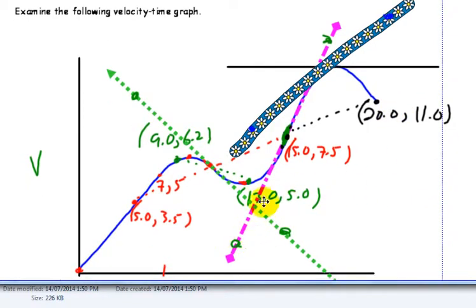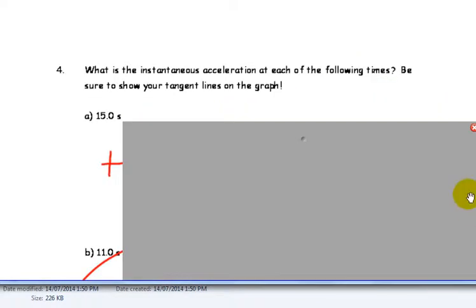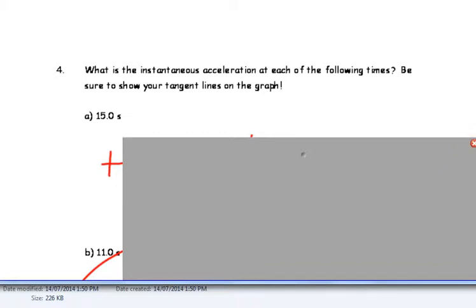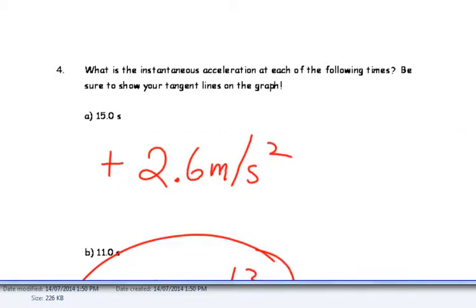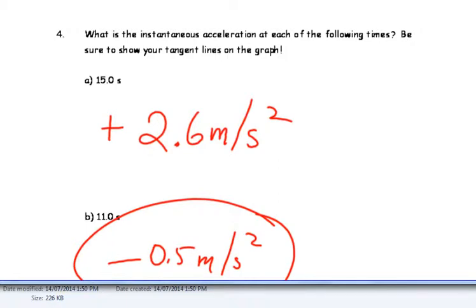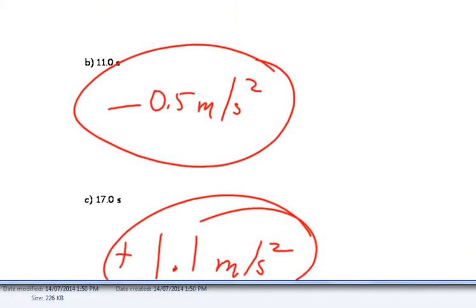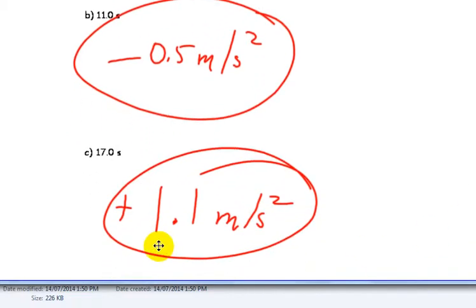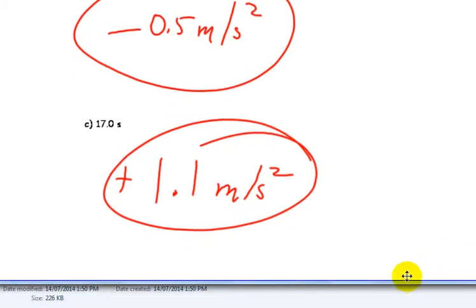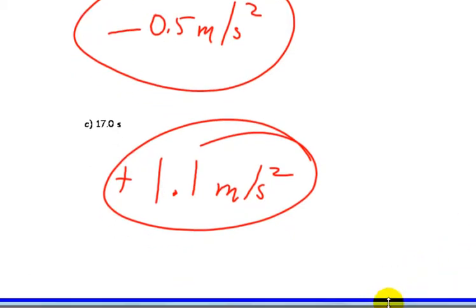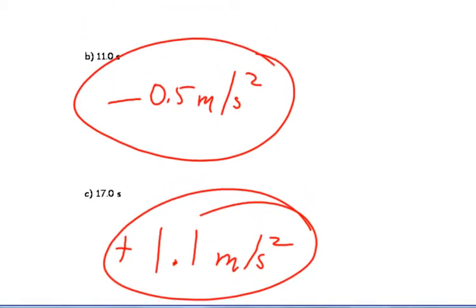So pick 2 points on each one of those lines, figure out the slope of those 2 lines, and then check your answers here. Now I chose likely different points than you, so as long as you're in the ballpark or close, you should be okay. If you're really off, be sure to ask me to check your graph, and hopefully I can figure out where you may have gone astray here. So the first one I got around plus 2.6 meters per second squared. Second one around minus a half meter per second squared. And the last one plus 1.1 meters per second squared. Okay, so once again, ballpark figures, if you got close to that, you're in good shape.